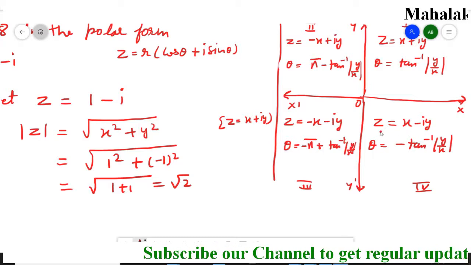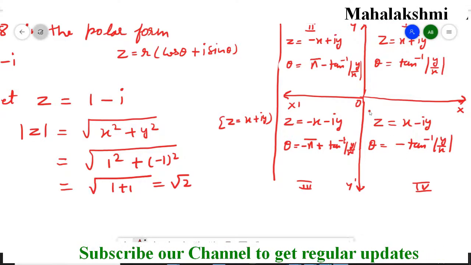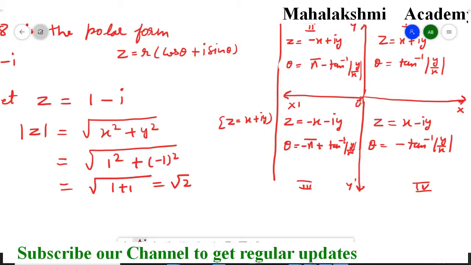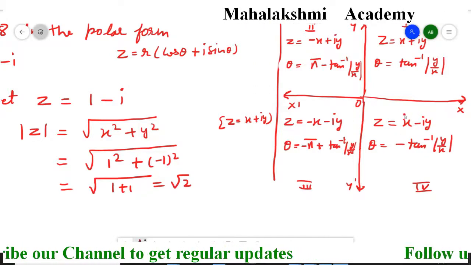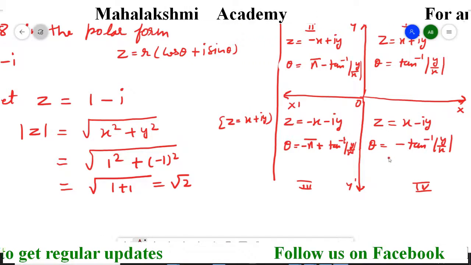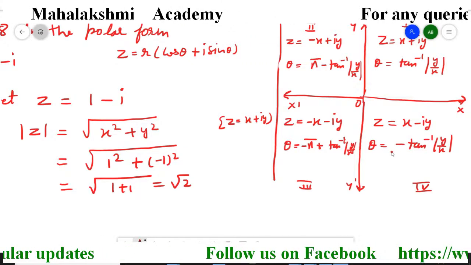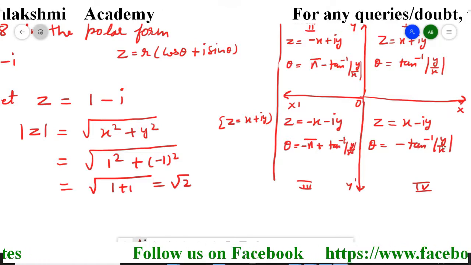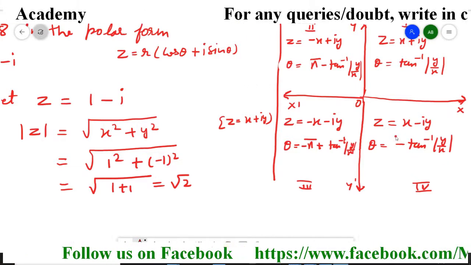So like this, first we have to identify the quadrant. It's very simple, it's from the graph. X is positive here and y is negative, so it lies in the fourth quadrant. Since it lies in the fourth quadrant, in that situation the argument formula is theta is equal to minus tan inverse mod y upon x. So we are going to use this concept here.